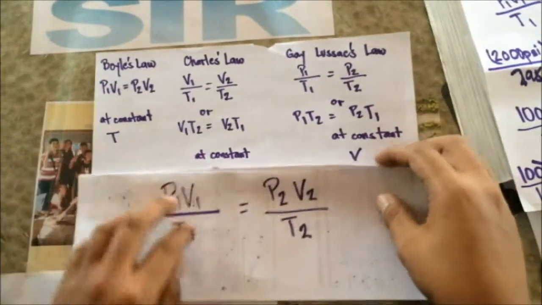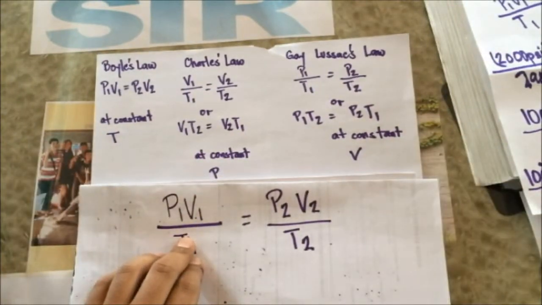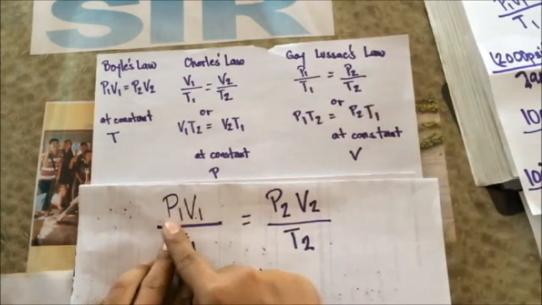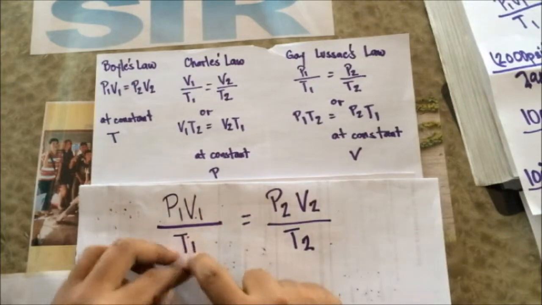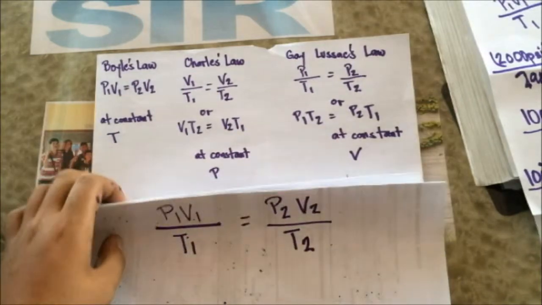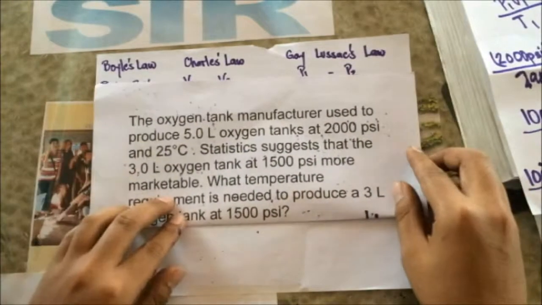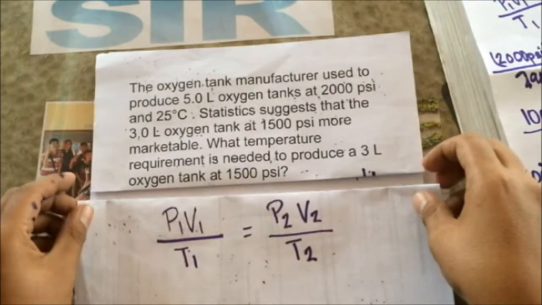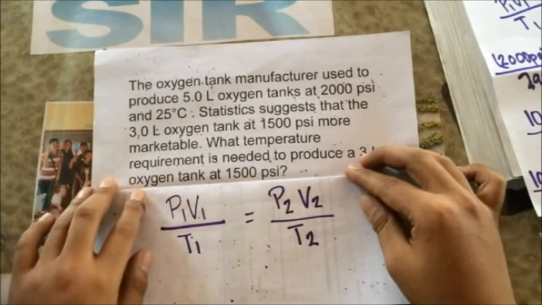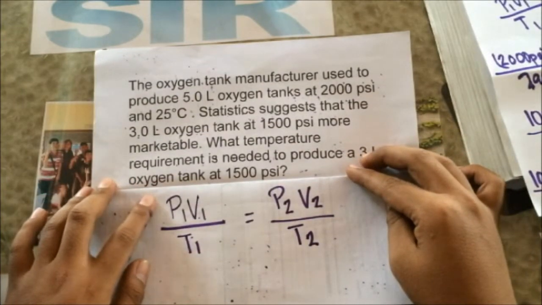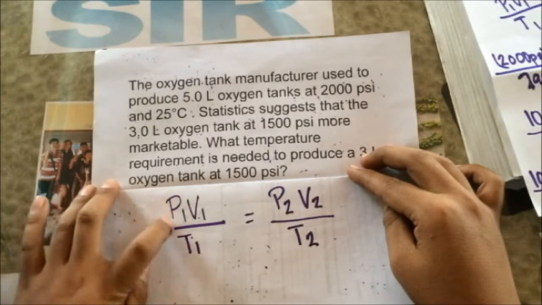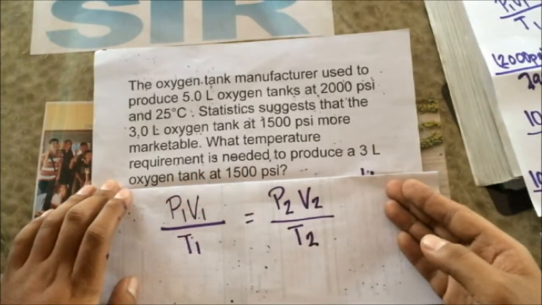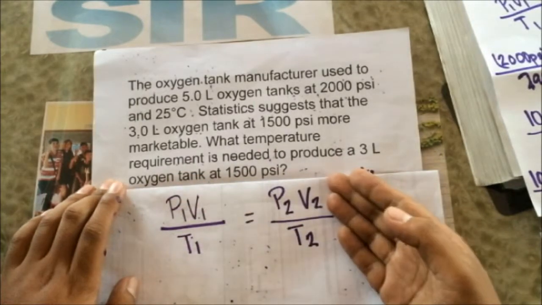Now, if you look at the variables that are actually involved in combined gas law, these variables are present in Boyle's law, Charles' law, and Gay-Lussac's law: the pressure, the volume, and of course the temperature. Now, looking at the problem that I have given you a while ago, and looking at the equation that I've given you, we can now solve the problem. Why? Because pressure, volume, and temperature in this equation are actually given, or are actually present.